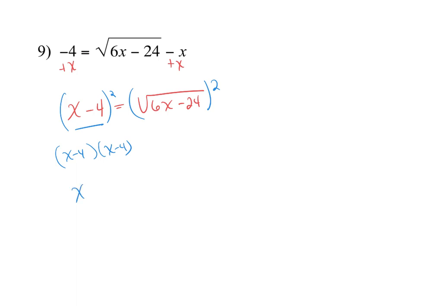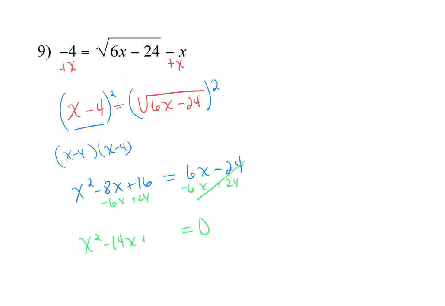So on the left-hand side, I actually get x squared minus 8x plus 16. And on the right-hand side, I just get rid of my radical. Once again, I have an x squared. Once again, I want to move everything over so I can factor. And so I'm going to move my 6x over and my 24 over to get 0 on this side. And I have x squared minus 14x plus 40. Factors of 40 that add up to 14, well, that is going to be 4 and 10.